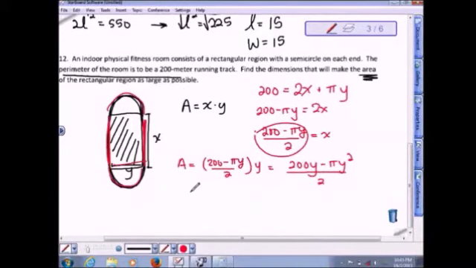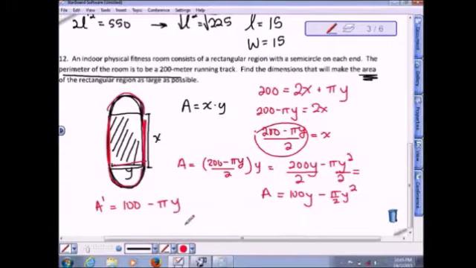Now we need to take the derivative. Now this might be easier to do with one more little simplification. If instead of dividing everything by 2, we divide separately by 2, we have 100y minus pi over 2 y squared. That might be a little bit easier to take a derivative. So A prime is equal to 100, minus pi times y.